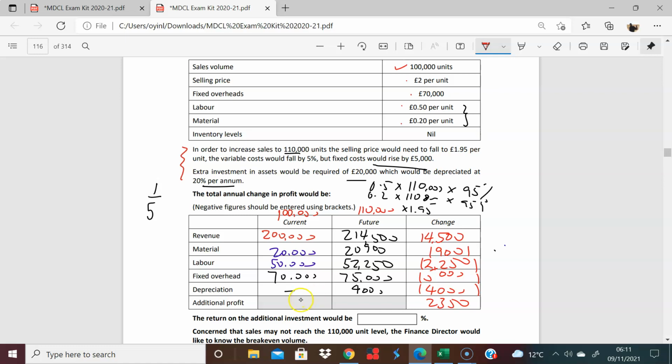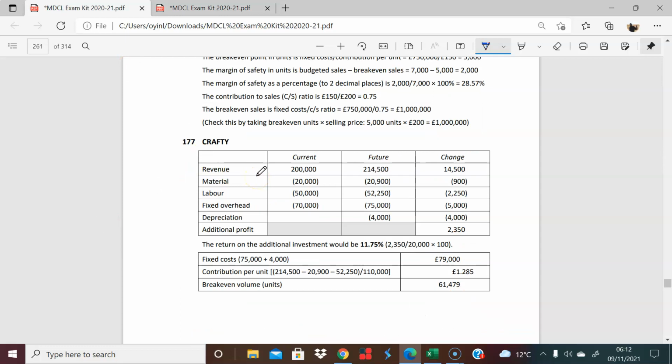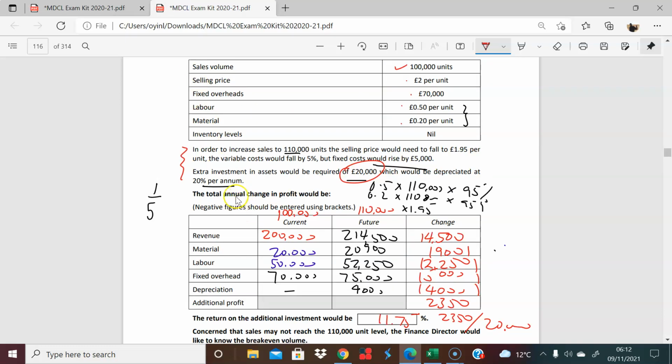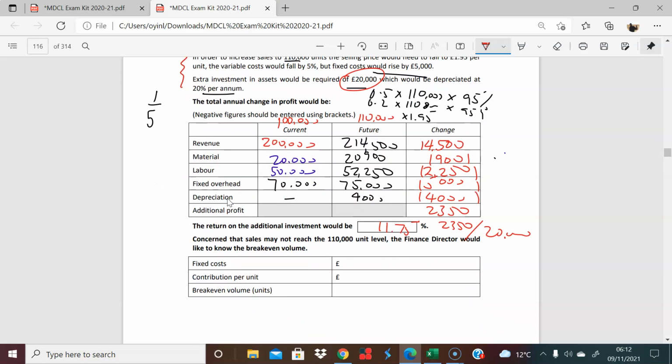Right. So the return on the additional investment would be the 2,350 divided by the additional investment of 20,000, which gives you 11.75%. Now let me just flick through to the answers and see. Yes, so we were right about that. There was no depreciation because there was nothing there. It just was given to us. We had to assume that. It was more about the additional costs.